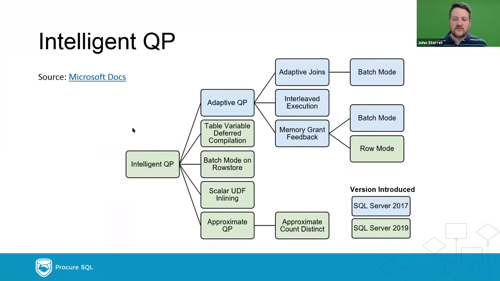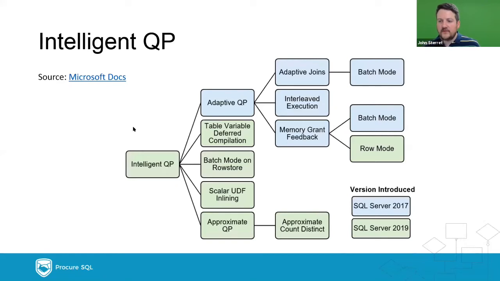For example, scalar UDF inlining. If anyone's heard of scalar functions and why you probably don't like them, because they cause row by row processing, you'll see that in 19, the optimizer is going to actually see this and turn it into set-based logic for you. Also, we have table variable deferred compilation. What this means is if you've ever used a table variable, you know that one of the biggest cons against it is that it's always going to assume one row. Well, that's going to change in 19 as well, as we'll show you here.